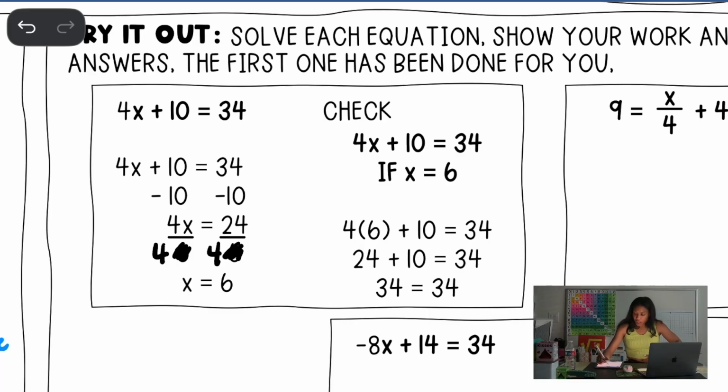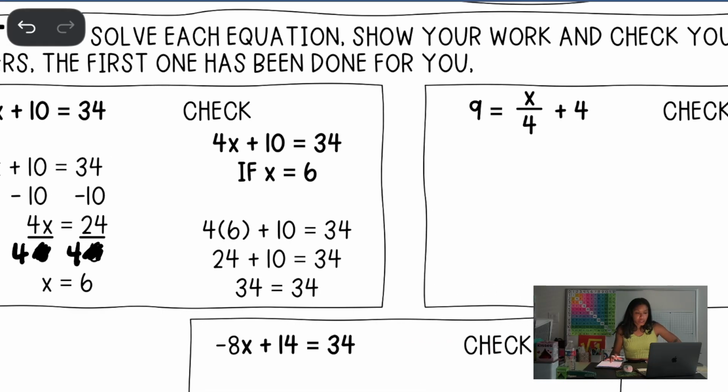Then they come back and they check their work, and this is why we are always checking our work. They write out the equation 4x plus 10 equals 34 if x equals 6. They go ahead and replace x with 6 and then evaluate from there. So 4 times 6 is 24. When they add 10, they get 34. You do have to write 34 equals 34 at the end. It is tedious. It is redundant. It is important. Sorry. All right. So let's take a look.